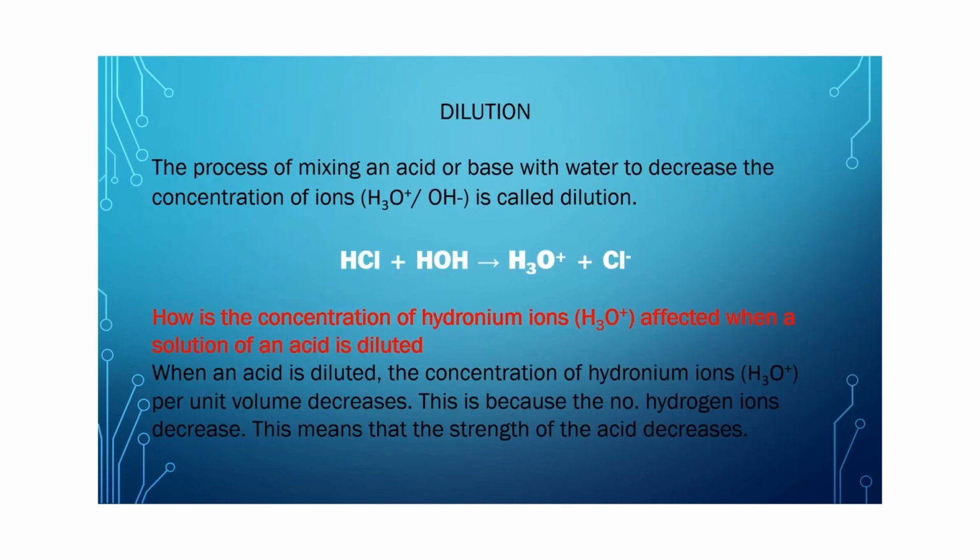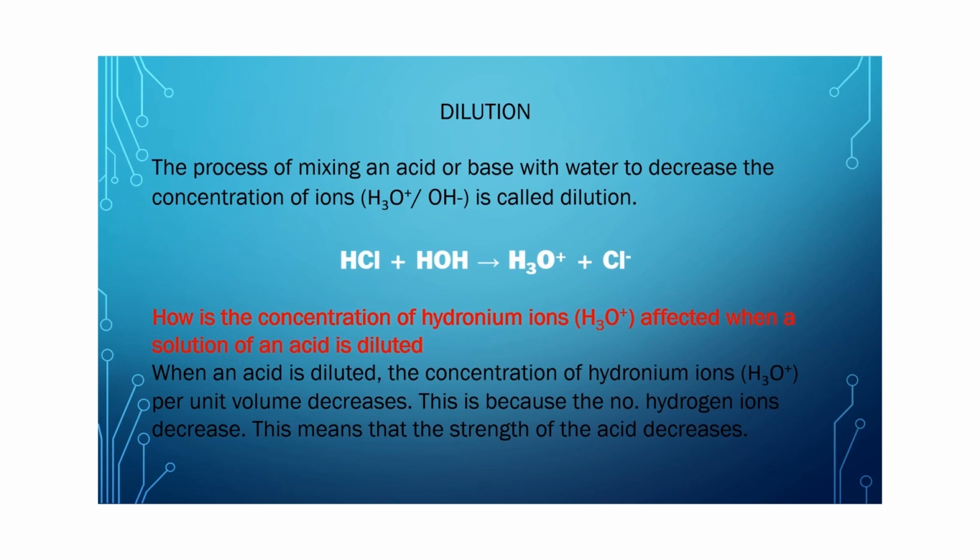So now we can define dilution as the process of mixing an acid or a base with water to decrease the concentration of ions. Which ions? Hydronium ions in the case of an acid and hydroxide ions in the case of a base. Now actually what happens is, we already know that the concentration of hydronium ion is affected during this reaction. So why does this happen?